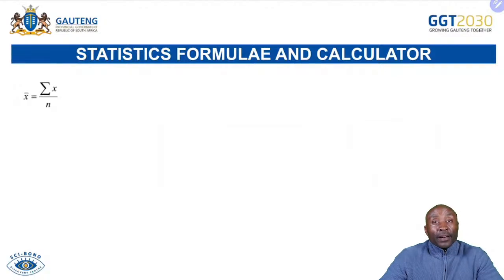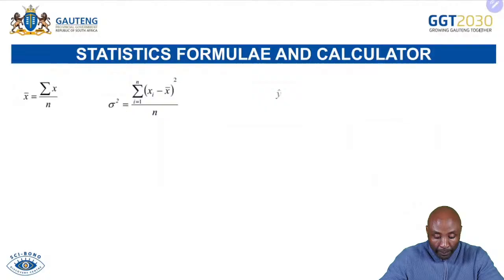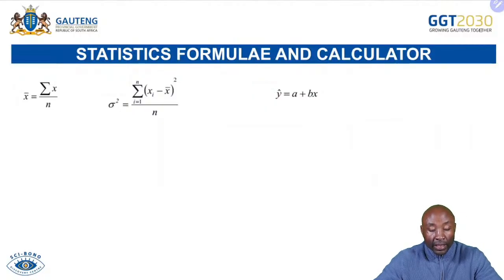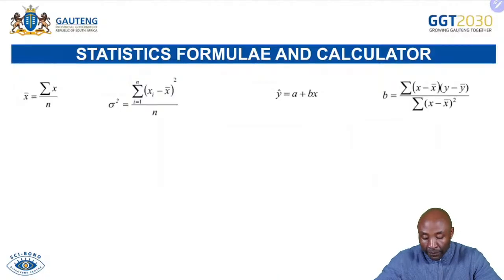Now, our formula for statistics that we find in our formula page, we know that's our mean. We know that the square of the standard deviation gives us variance, and the square root of the variance gives us standard deviation. We have our least squares regression line, and that is the formula that is used to determine the value of B. But for our purposes, we are using a calculator to determine B, but we must just know how it comes by.